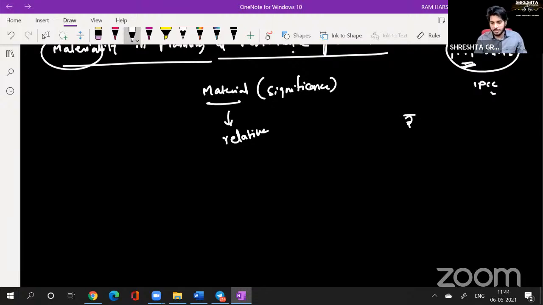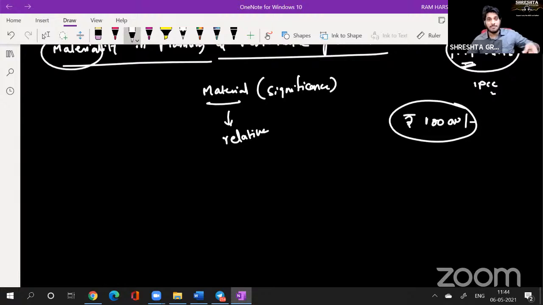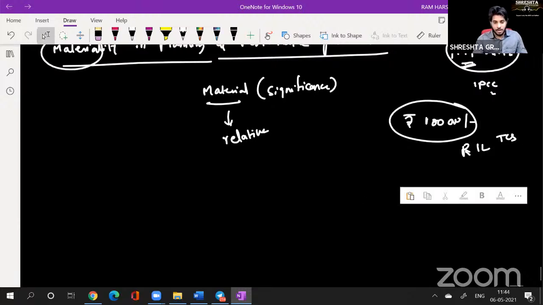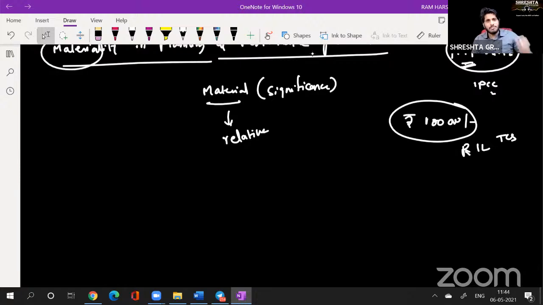Example, rupees 1 lakh is a very big amount for a very small startup, whereas it is a very, very small amount for a company like Reliance Industries Limited or Tata Consultancy Services, so-called listed companies. So it's not the quantum alone.